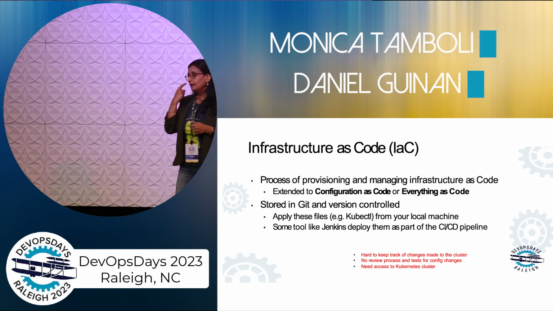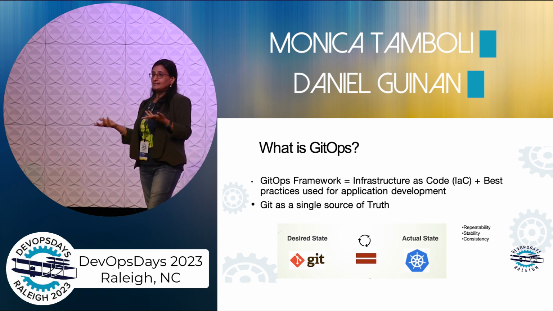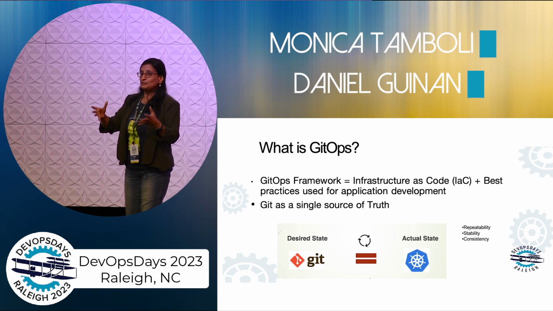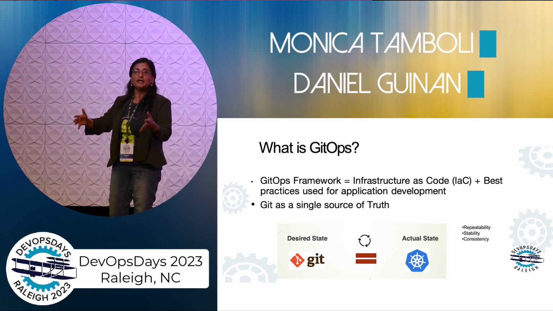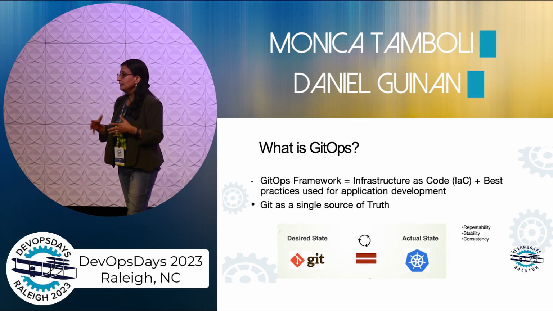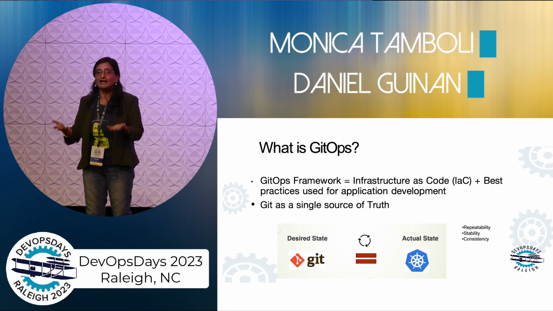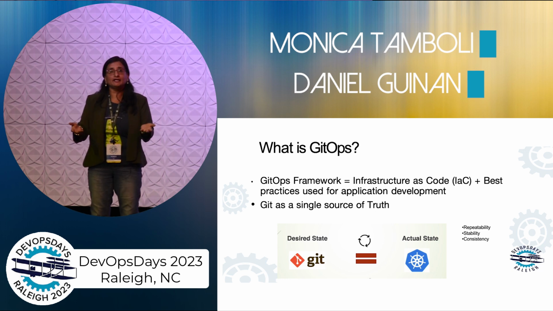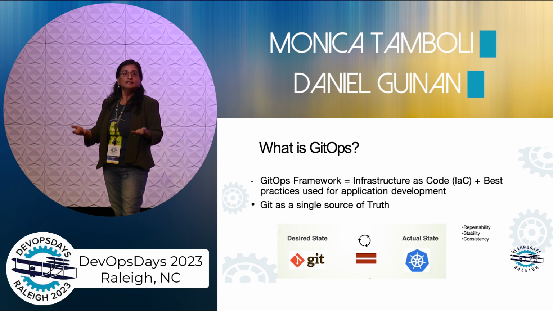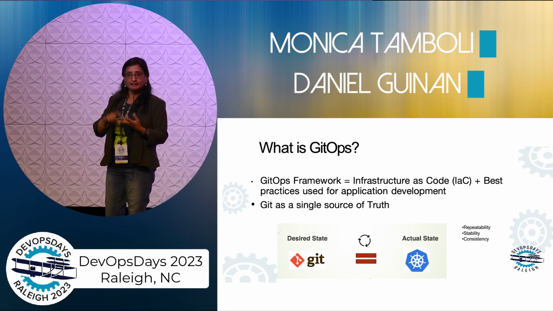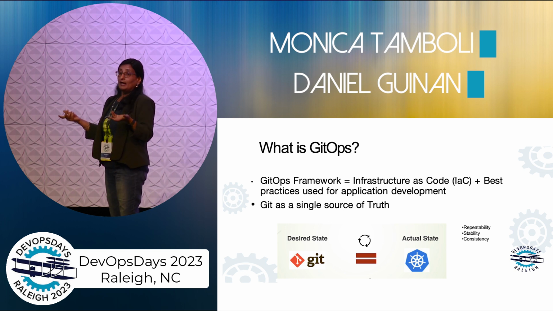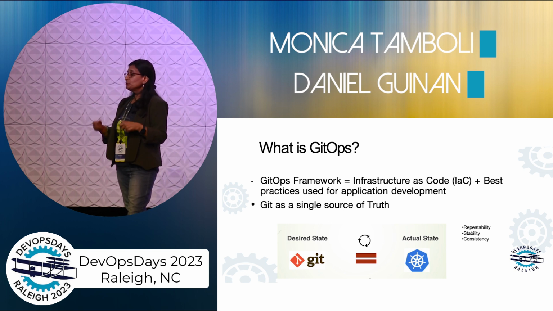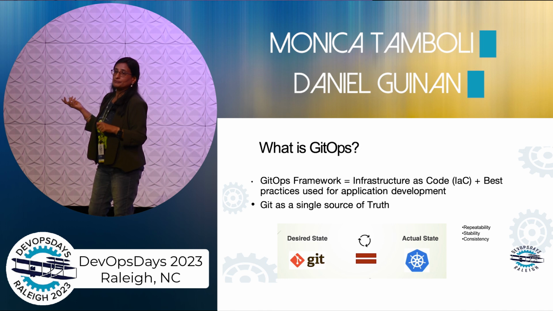So with that, what is GitOps? Yes, you need your infrastructure as code. You have already invested time to write your YAML files for everything you want to do. Plus, you want to use best practices you have already been using for your applications, which is creating a PR, getting it reviewed, running some tests. The other most important thing is using Git as a single source of truth.